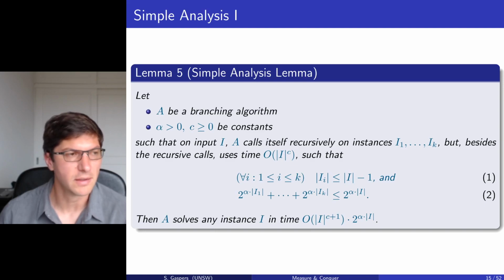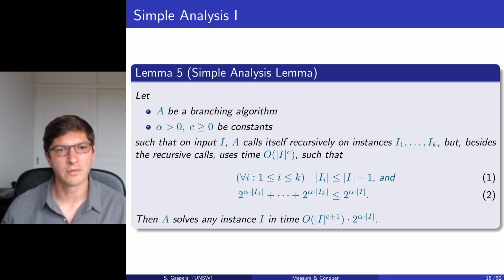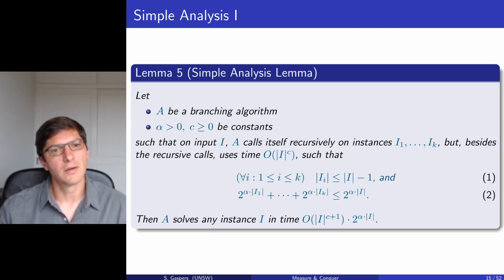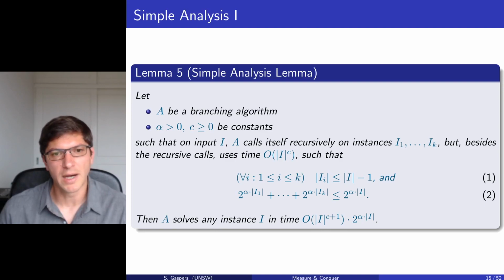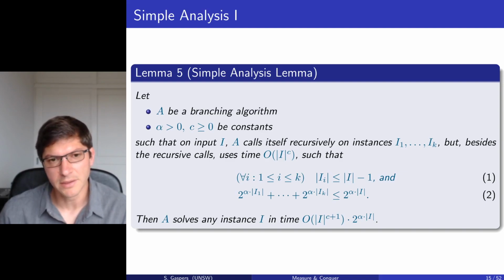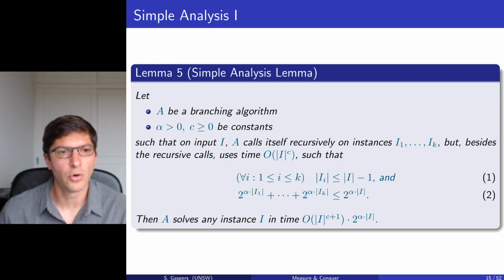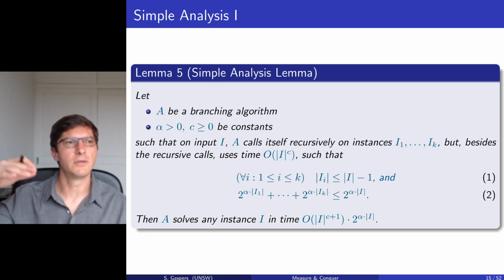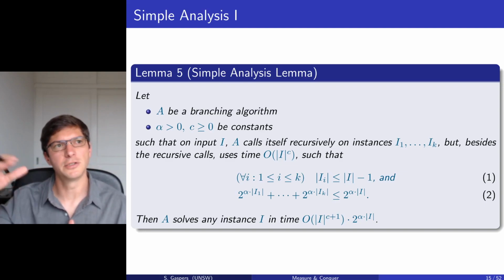And c is basically the degree of the polynomial that upper bounds the work the algorithm does at each node of the search tree. And alpha will be used to upper bound the number of leaves of the search tree. Okay, so let's assume that on an input I, the algorithm calls itself recursively on instances I1 to Ik. And at each node of the search tree, it uses time order the size of the instance to the power c. And so to upper bound the height of the search tree, we need to guarantee that we make some progress at each branching step.